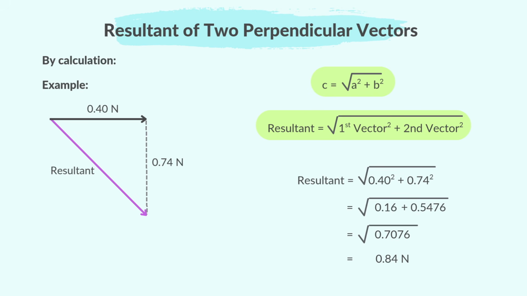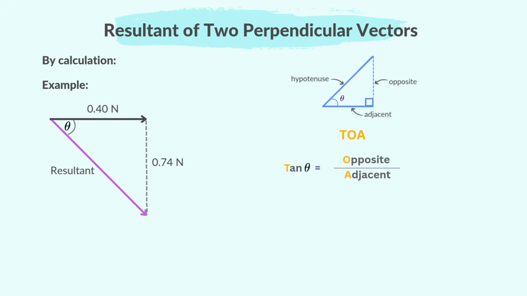Now let's find the direction. To find the direction, we use tan theta. Tan theta equals opposite over adjacent. The opposite side is the downward force, 0.74 newtons. The adjacent side is the horizontal force, 0.40 newtons. So, tan theta equals 0.74 divided by 0.40, which gives us 1.85.